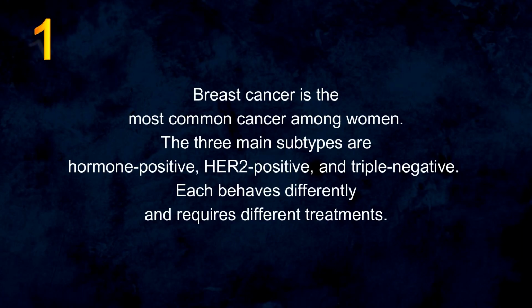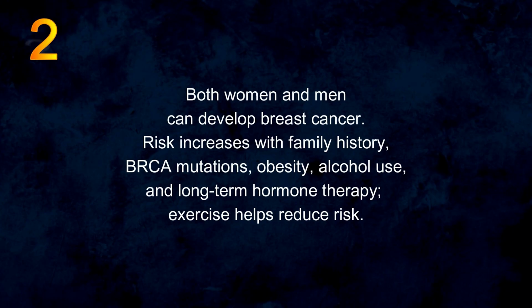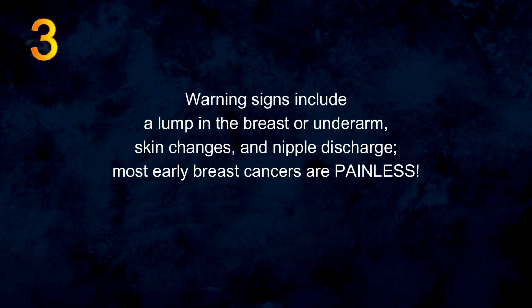In summary, breast cancer is the most common cancer among women, and the 3 main subtypes are hormone positive, HER2 positive, and triple negative. Each behaves differently and requires different treatments. Both women and men can develop breast cancer. Risk increases with family history, BRCA mutations, obesity, alcohol use, and long-term hormone therapy. Exercise helps to reduce risk. Warning signs include a lump in the breast or underarm, skin changes, and nipple discharge. Most early breast cancers are painless.